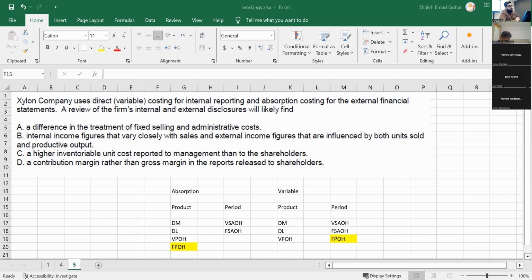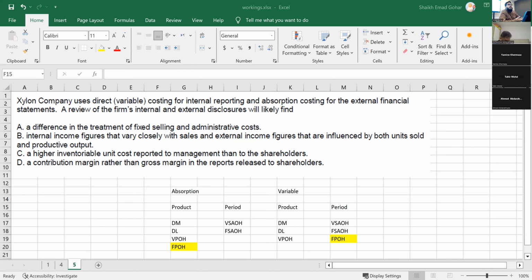Okay, tell me one thing. Sales move as the number of units sold moves, right or not? If I increase or decrease the production, will sales move? Tell me, will my revenue move?